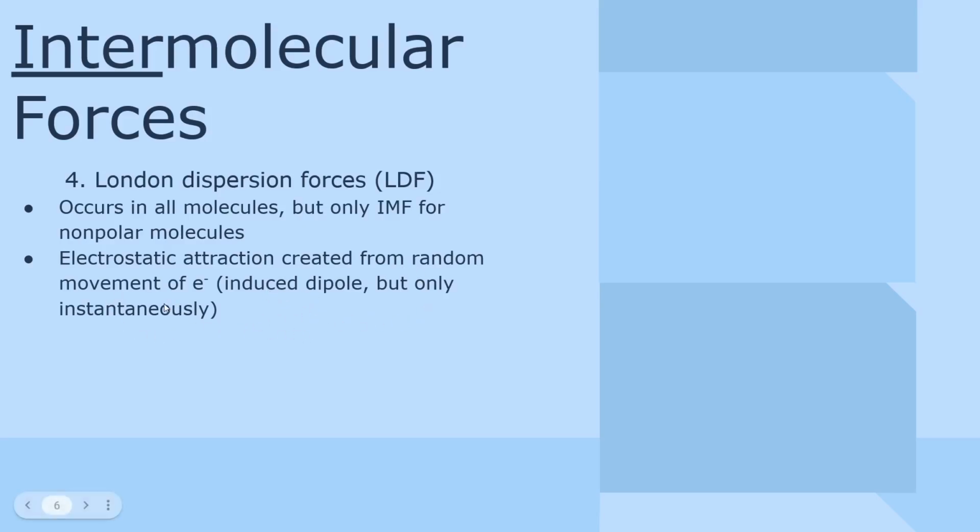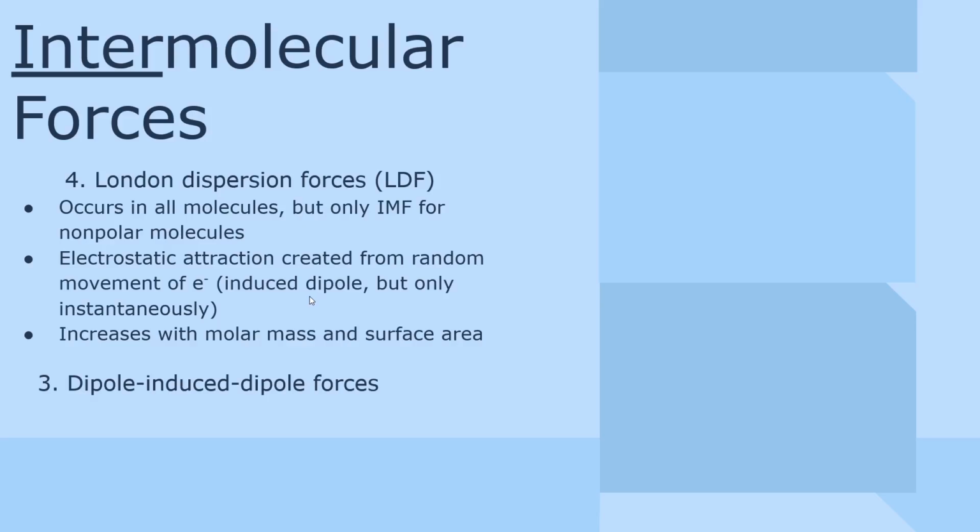So if all the electrons move to one side of the atom or compound at one time, one side is going to be partially positive, and one side is going to be partially negative, as if it had a dipole or was polar. So London dispersion forces are going to increase with molar mass and increase with surface area. Make sure you know that.